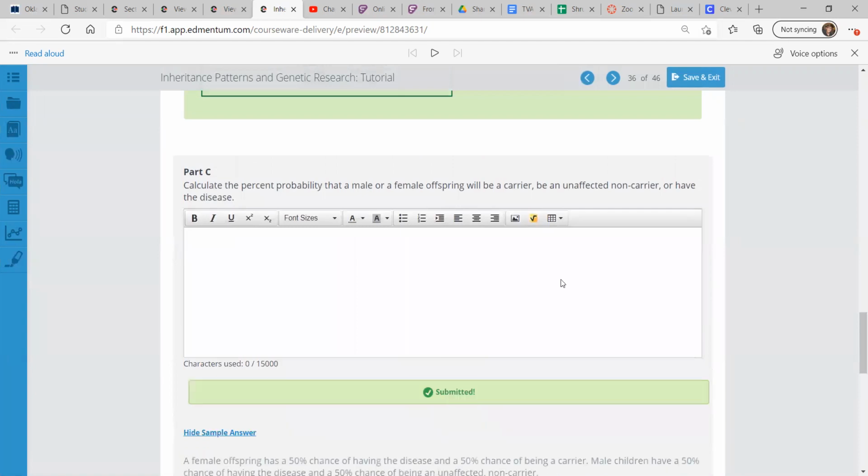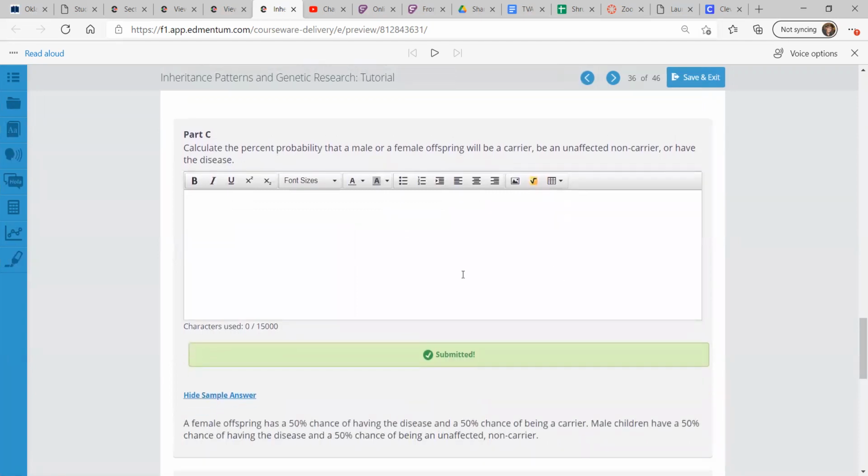Part C: calculate the percent probability that a male or a female offspring will be a carrier, be an unaffected non-carrier, or have the disease. A female offspring has a 50% chance of having the disease and a 50% chance of being a carrier. Male children have a 50% chance of having the disease and 50% chance of being an unaffected non-carrier.